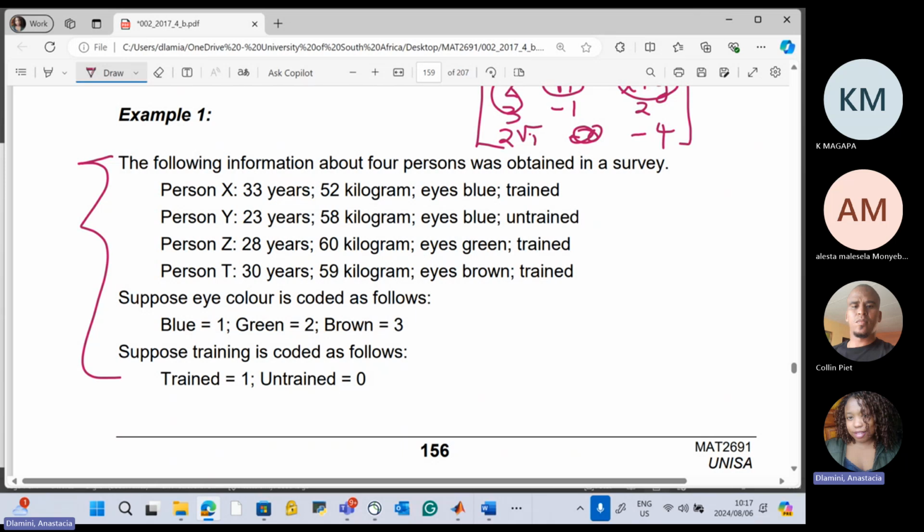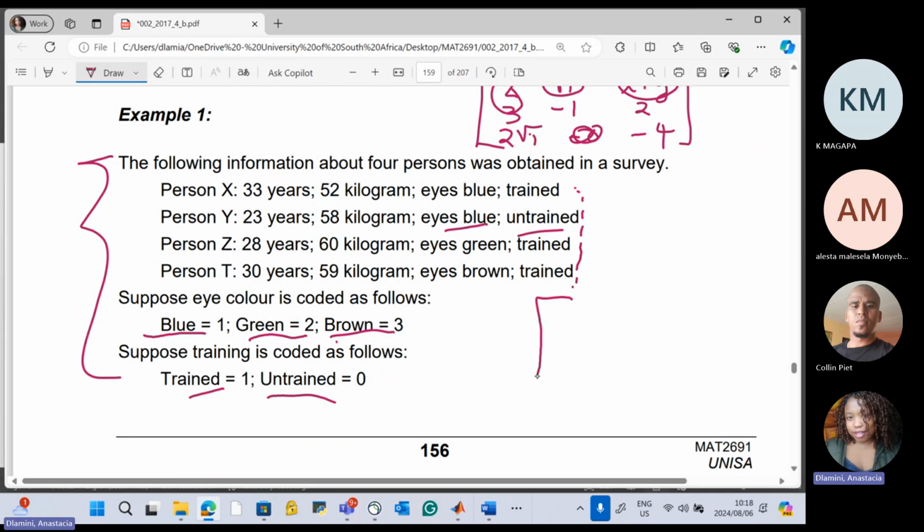They also gave codes to the color of the eyes. If your eyes are blue, they give 1. If your eyes are green, they give 2. And if your eyes are brown, they give 3. They also gave the training a code, because these are words, not values. If you are trained, you'll be labeled as 1. If you are not trained, you'll be labeled as 0. So now we are asked to put this whole information in the form of a matrix. How do we do that?